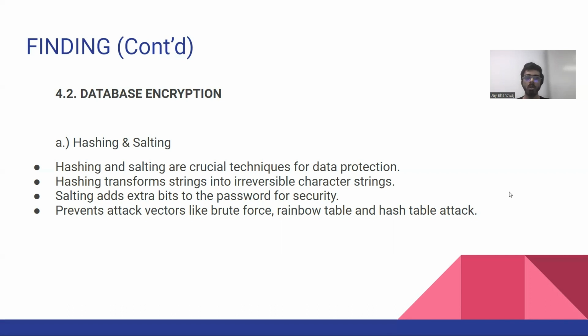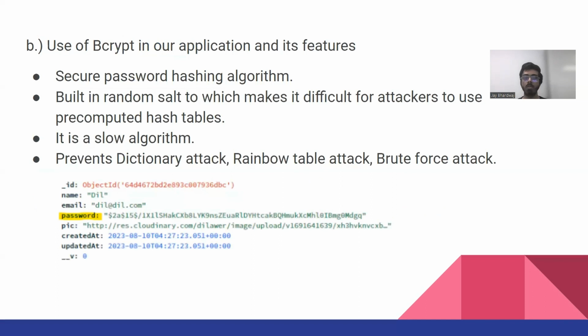And in particular, I'll be talking about bcrypt in our application. We have used bcrypt as our secure password hashing algorithm. bcrypt has a random salt generator, which adds bits to the password to make it more secure, and it is a slow algorithm. So if an attacker tries to access the database, he has a hard time accessing the data.